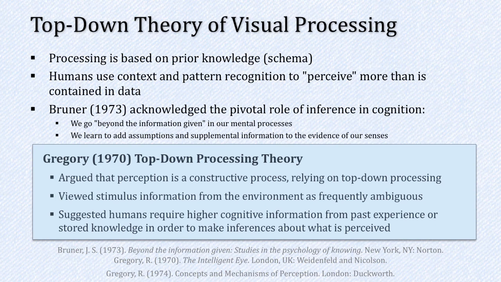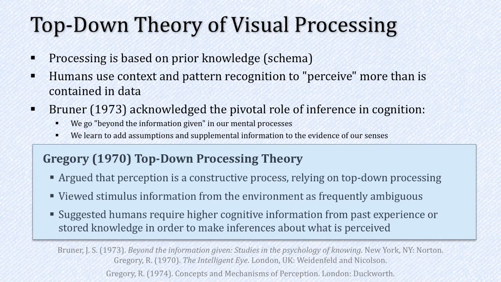In contrast to bottom-up theories of visual processing, we have top-down theories of visual processing. In top-down theories, processing is based on prior knowledge. And importantly, humans use context and pattern recognition to perceive more than is actually contained in the stimulus data. Bruner in 1973 acknowledged the pivotal role of inference in cognition. He argued that we go beyond the information given in our mental processes, and that we learn to add assumptions and supplement information to the evidence that comes to us through our senses.